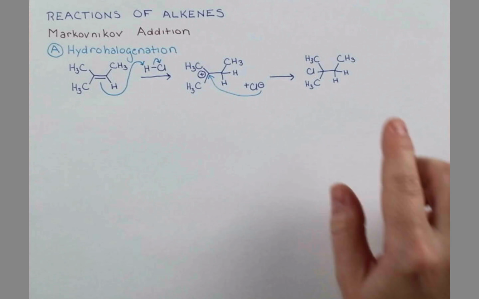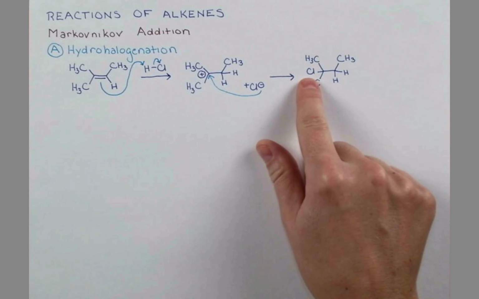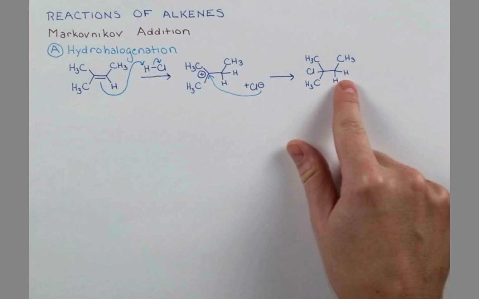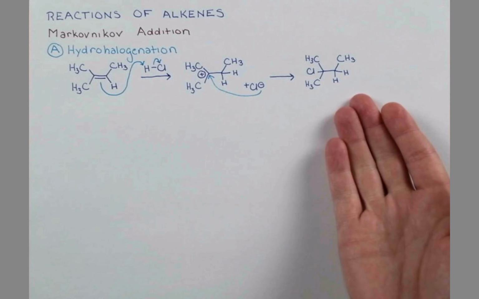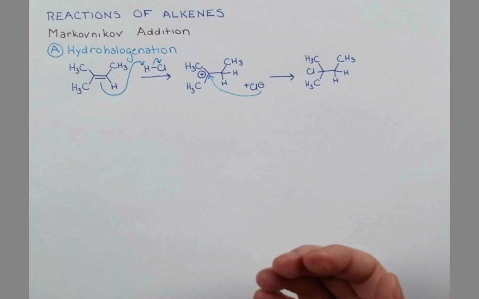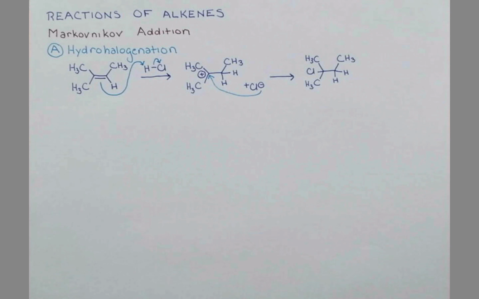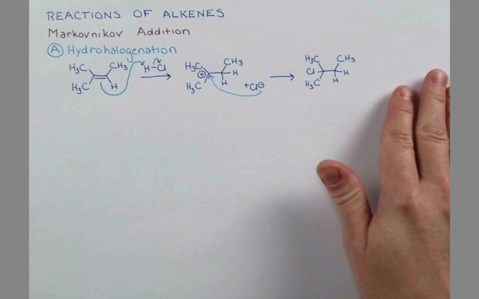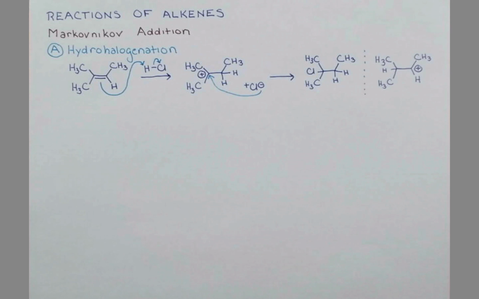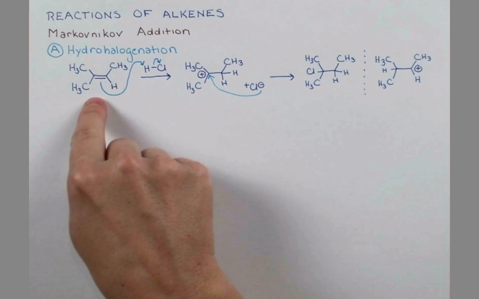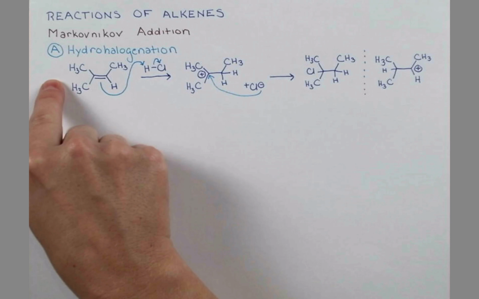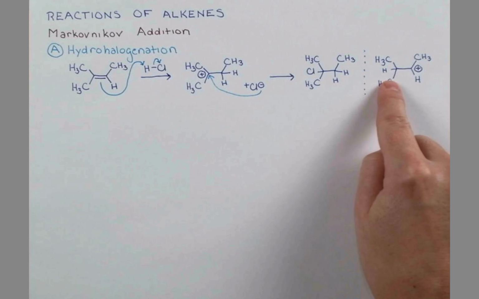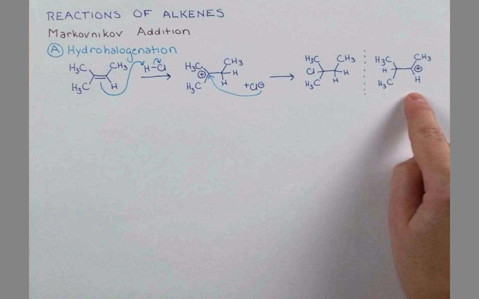Markovnikov addition is a specific regiochemical outcome. The chlorine adds to the side that's more substituted and the hydrogen to the side that's less substituted. But why doesn't it ever flip? Why don't we get the hydrogen adding to the other side? Well, we'd have to imagine the alkene attacking in this direction, opening up in this way. And let's just draw what we would get over here. So here, we're envisioning if this double bond opened in the opposite direction, putting a hydrogen on this carbon atom here, we would get this intermediate.